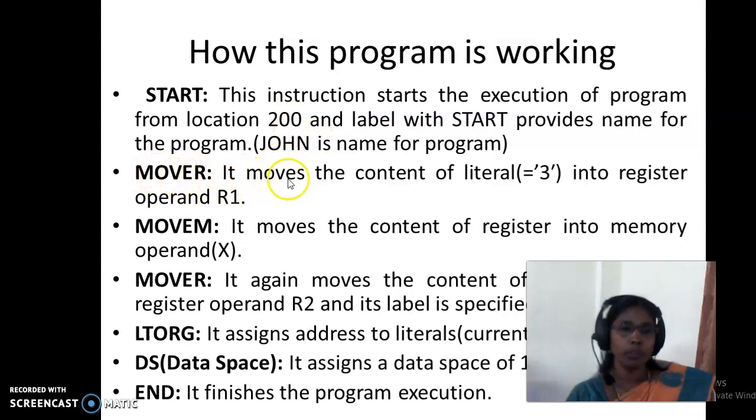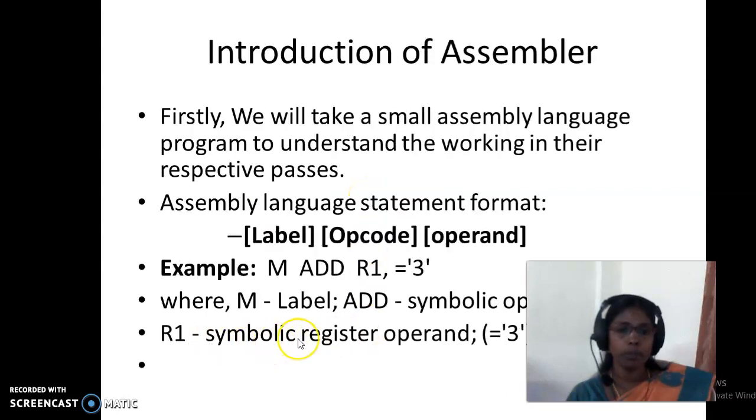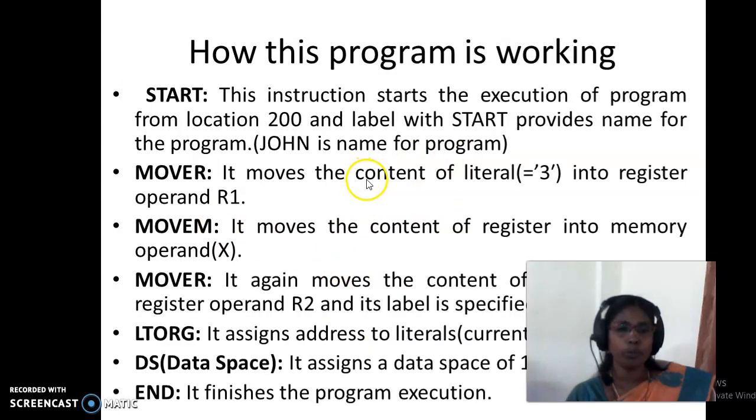MOVER means it moves the content of the literal. Here we have MOVER R1 equal to 3, at 200. What is R1? A symbolic register. Then 3 is the literal. So MOVER moves the content of literal 3 into the register operand R1. Now we have to move the constant value 3 to the register R1.